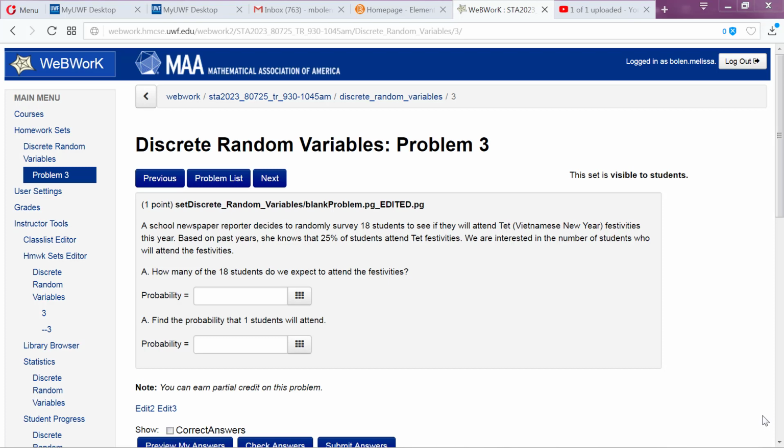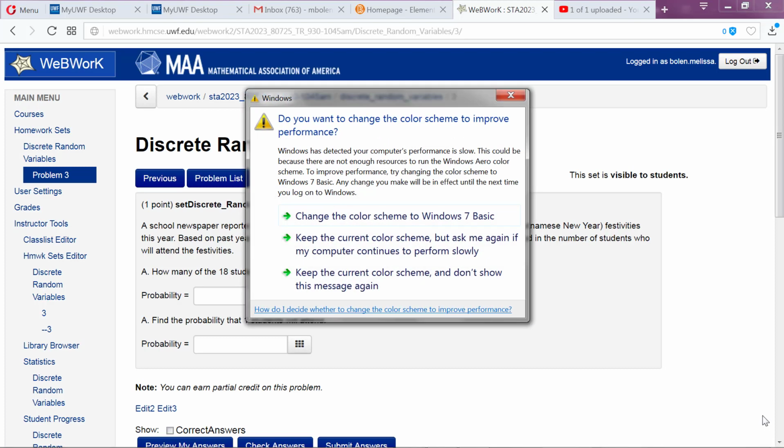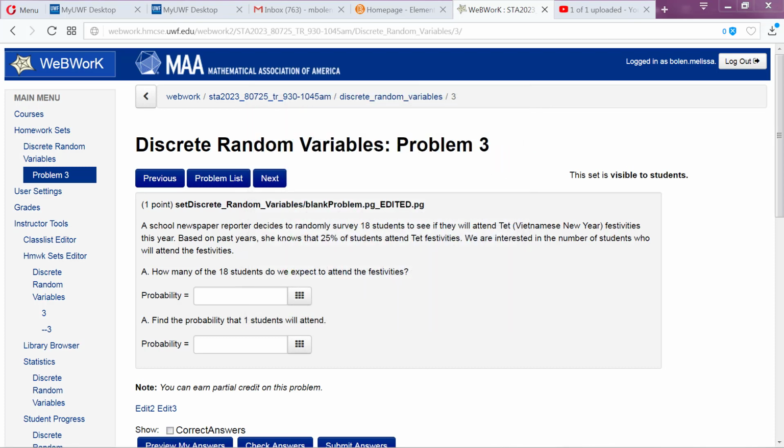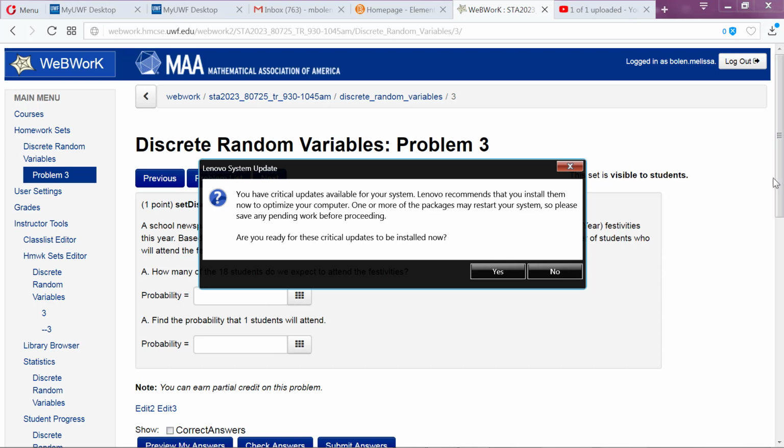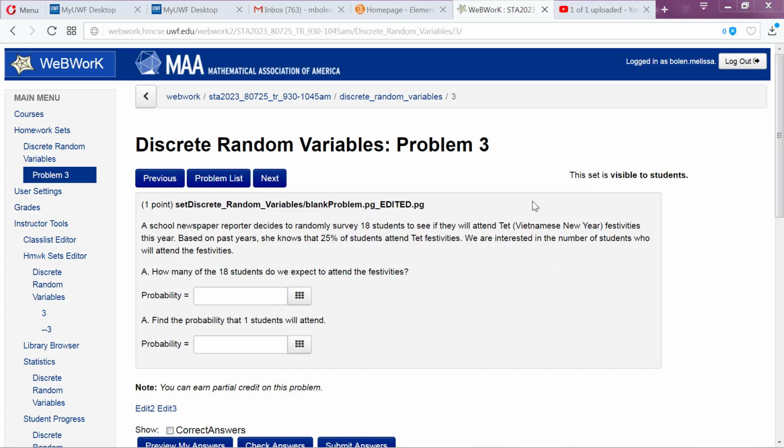So the first thing we need to look at is what type of distribution is this? Well, as we're reading this, we can say that we have 0, 1, 2, 3, 4, 5, 6, 7, 8, 9, 10, 11, 12, 13, 14, 15, 16, 17, and 18 possible outcomes, because we're only going to talk to 18 students. So either all 18 students are going to be going to the festivities, or none of them, or somewhere in between 0 and 18.